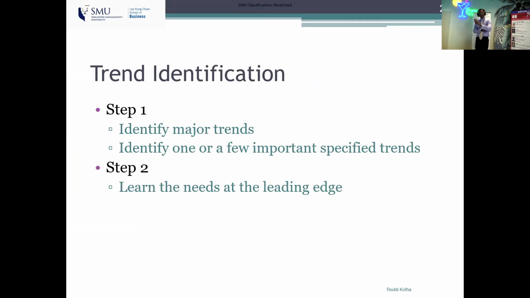And then that comes to what I want to talk to you about: identify trends. Identify one or important specific trend that you and your organization wants to focus on, right? And then find users who are working with extreme versions of this problem and see what they are doing so that you can learn from them.